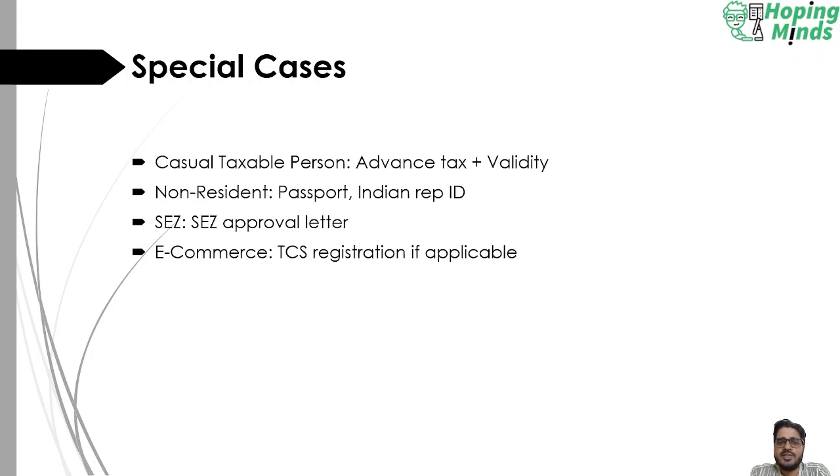So there are certain special cases too that we have already covered, but let us quickly go through them once. Casual taxable person. A casual taxable person must pay advance tax by estimating his turnover. The validity of registration issued to casual taxable person is 90 days, which can further be extended to 90 days. Then non-resident taxpayers, for non-resident taxpayers, instead of PAN, passport is required, and in case of Indian representative, PAN of Indian representative is required. SEZ, Special Economic Zone approval letter is required for e-commerce operators, TCS registration if applicable.